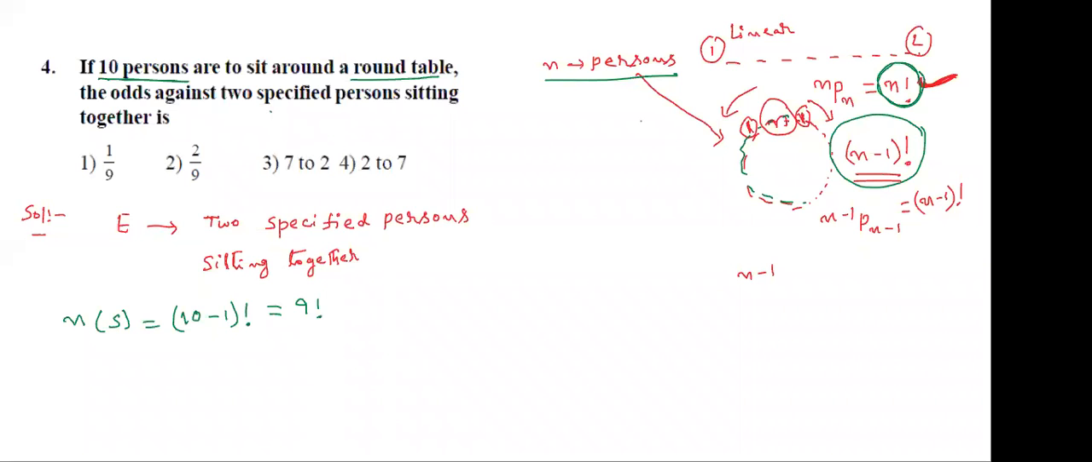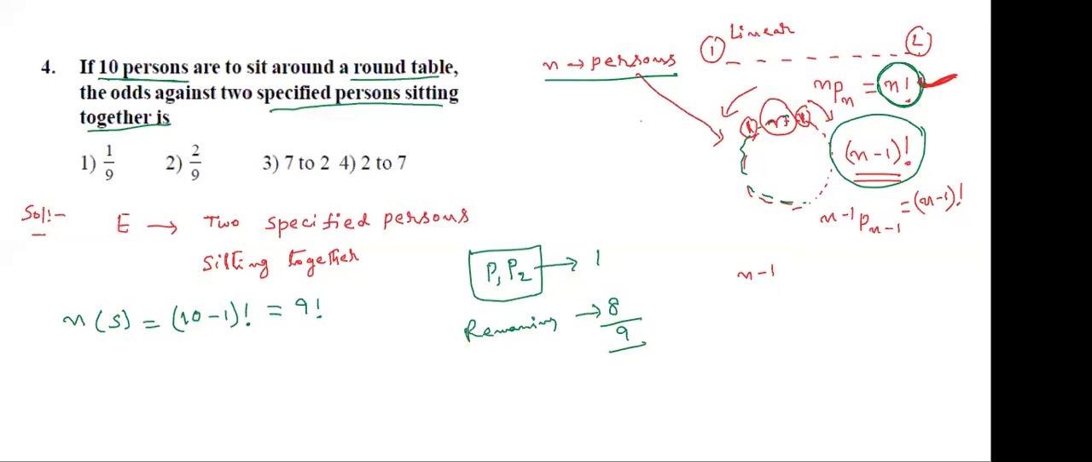Now, two specified persons sitting together. Two specified persons, I am taking P1, P2. These two specified persons sit together, come together. Treat these two persons as one unit. Remaining, how many persons are there? 8 persons. Total 9 units.